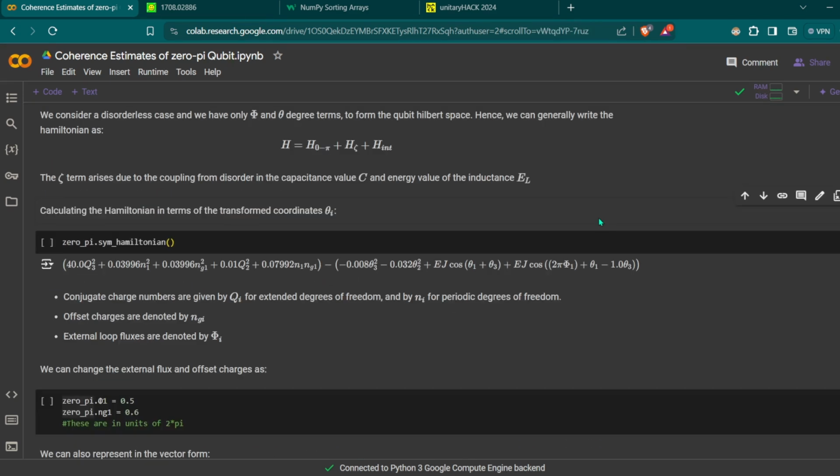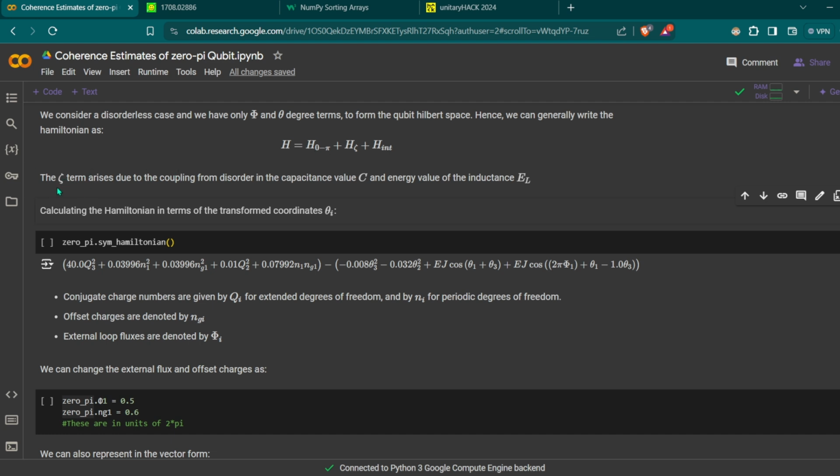Now, as we considered a disorderless case, we are only left with the phi and theta degree terms to form the Hilbert space of the qubit. And as we generally write the Hamiltonian of the circuit as the Hamiltonian for the 0 pi qubit plus the Hamiltonian for the zeta and the internal Hamiltonian. But as we are considering that the zeta mode is decoupled in our circuit, and we are also going to ignore this internal Hamiltonian, in this case we're only left with this 0 pi Hamiltonian, and we are only going to use this to calculate the total Hamiltonian of the circuit.